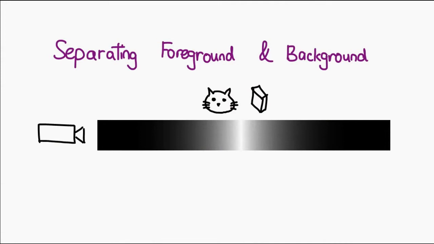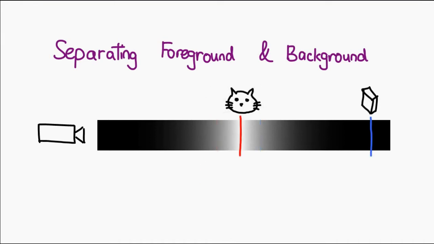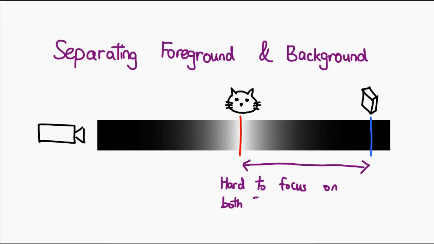So let's say now your foreground is indicated by this red line and the background is indicated by this blue line. What's going to happen is if you pack these two close together, obviously they're going to fall within the actual focal range of the camera. Conversely, if you move these two things apart, since you have a shallow depth of field, there is no way you can capture both in the focal range of your camera.